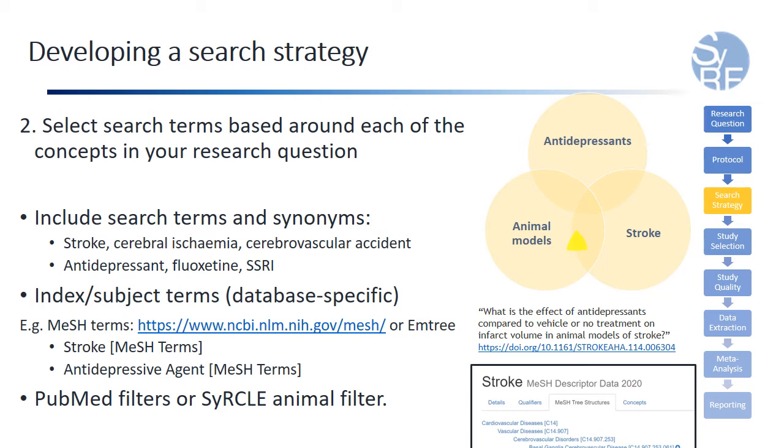We need to develop a search strategy for each database that we search, and database-specific things to consider are index or subject terms, for example MeSH terms and Emtree. The MeSH database can be used to look for synonyms to use as free text. It's worth noting that MeSH is hierarchical, and stroke is part of cerebral vascular disease, and under stroke we get more specific terms. You can use PubMed to filter for animal studies by using the checkbox, or CAMARADES have published animal filters for PubMed and Embase.